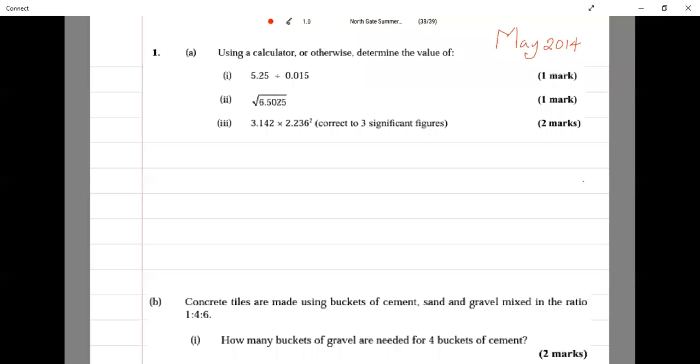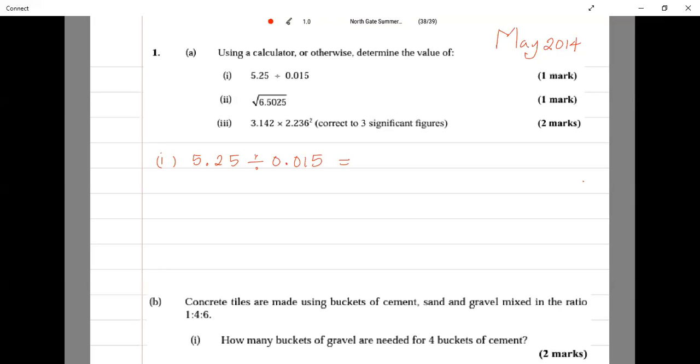Let's start. All right, so this is May 2014 question number 1A, which says, using a calculator or otherwise determine the value of I. So I is 5.25 divided by 0.015. So this is a straight calculator answer. So let's just divide. It's a straight division.